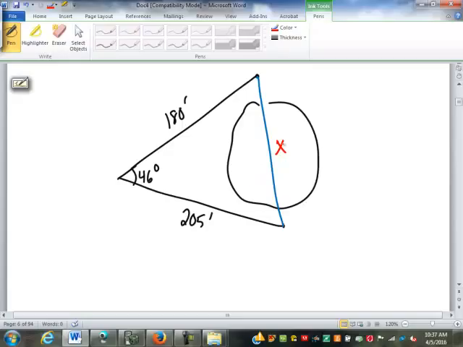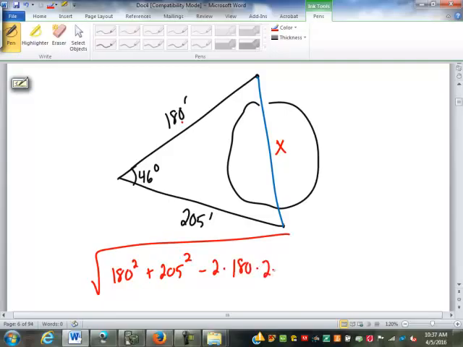But we know that that side is going to equal the square root of this side squared plus this side squared minus 2 times the 180 times 205 times the cosine of the angle in between them, which is the 46 degrees. Now, if you have to go through and label this as angle C and then angles A and B and whatever, go ahead. But like I said, I want you to start seeing these triangles not as letters, but just as the side opposite our angle and the sides adjacent to the angle and so on.